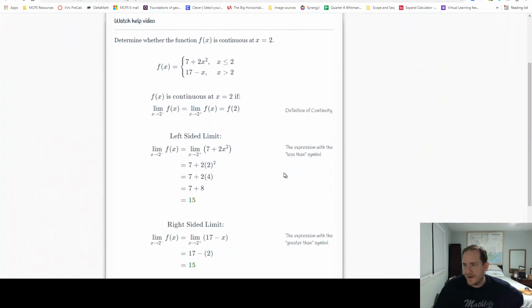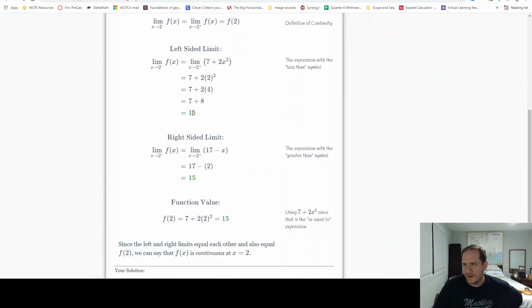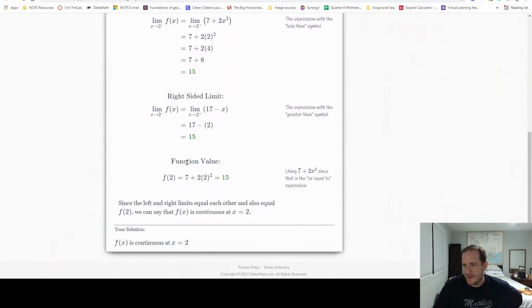Yes. And again, it'll explain. I'm right. Why am I right? Because left hand limit's 15. Right hand limit's 15. Function value is 15. And when all of those things are the same, we are continuous.